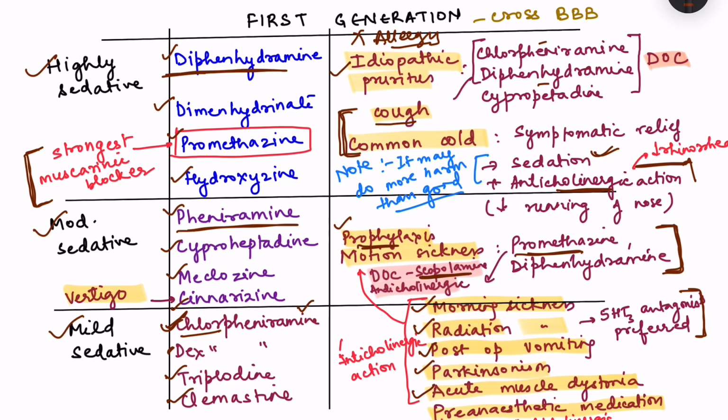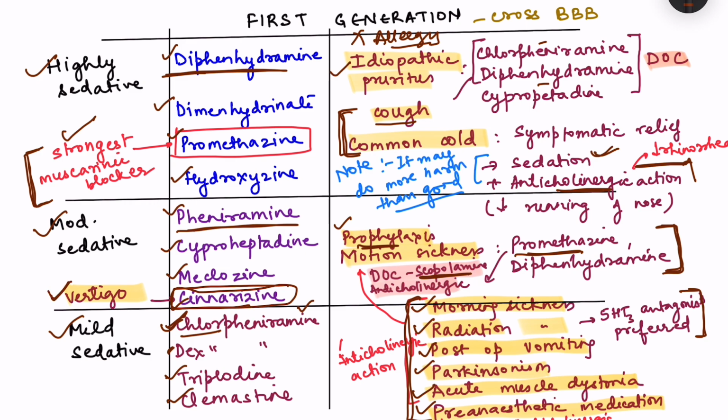Again, the same concept is there where you block the muscarinic receptor. Then it can also be used as pre-anesthetic medication. So for example, for intubation, we need a decrease in secretions, and a little bit of sedation is also desirable. So because of sedation and anticholinergic action, it can be used as pre-anesthetic medication, right? So for all this, as I told you, promethazine is the strongest muscarinic blocker, and we can use promethazine. For prophylaxis of motion sickness, we have promethazine and diphenhydramine. Then there is another drug, cinnarizine. Cinnarizine can be used for vertigo as well.